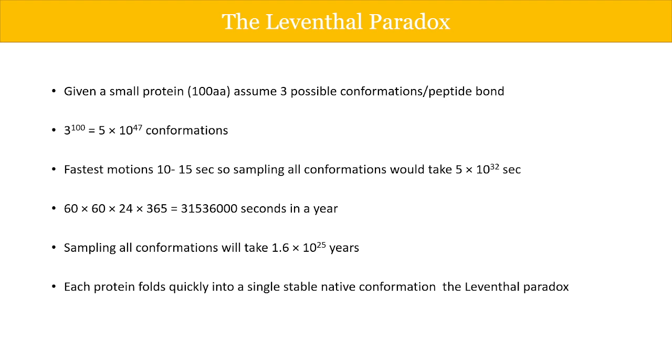And if we go by the rigorous calculation, we find that sampling for this 100 amino acid protein would have taken 10 to the power 25 years. But this is not the story, because a protein folds quickly into a stable native conformation, and this entire discussion is termed the Levinthal paradox.